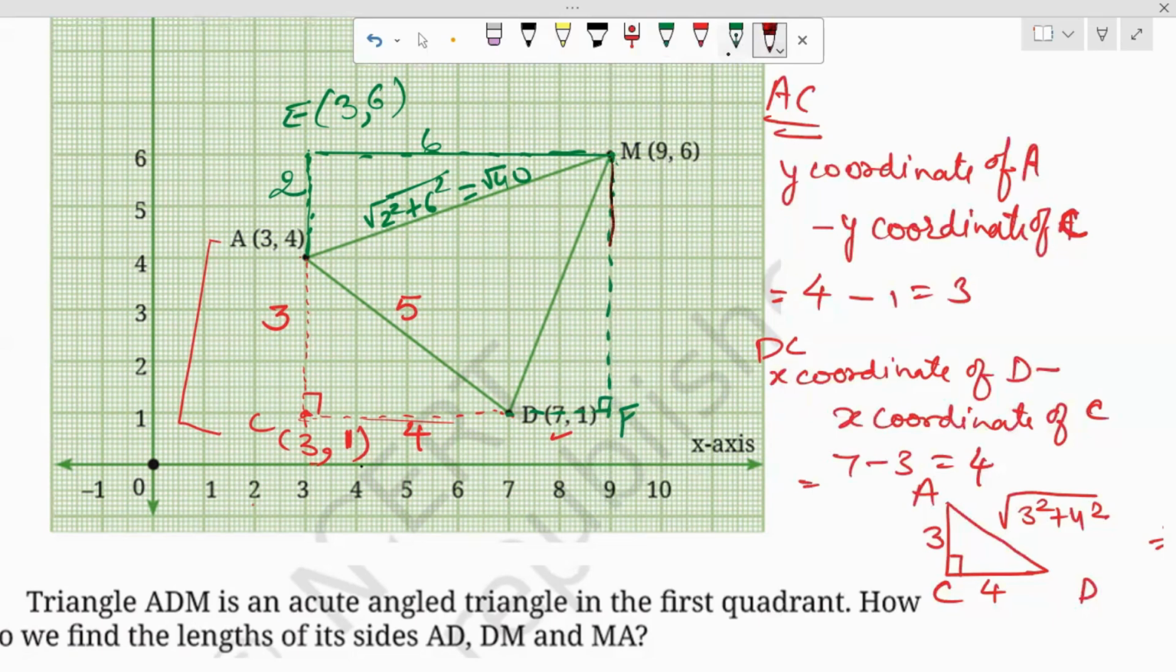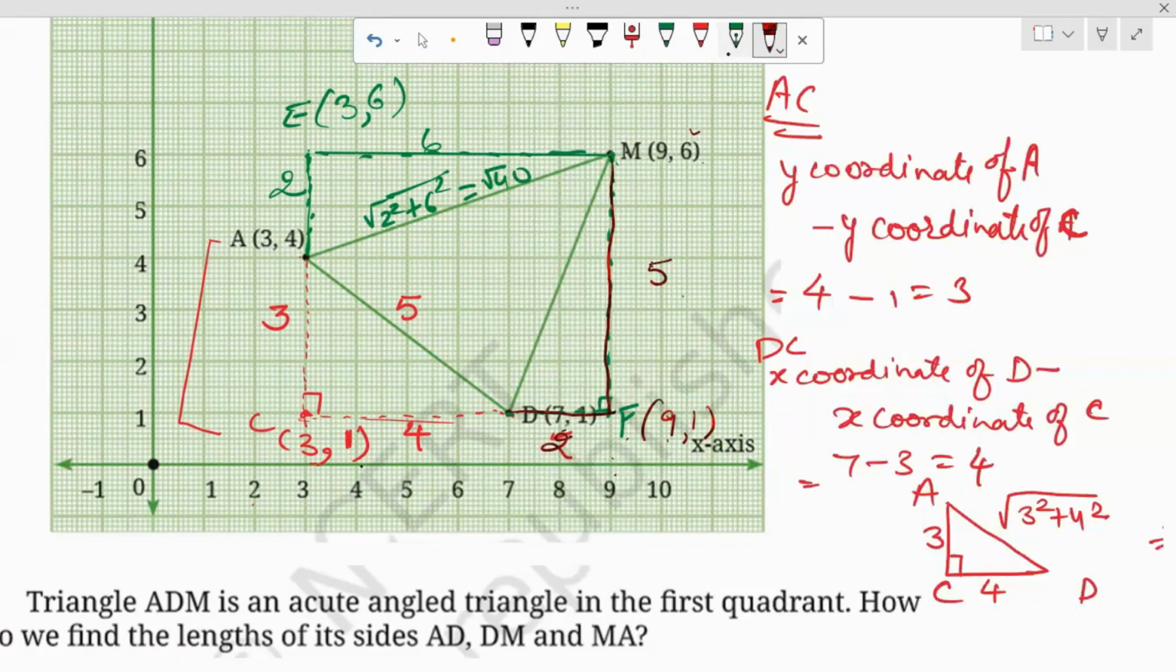as this line MF is parallel to the y-axis, we'll subtract y coordinates. So 6 minus 1, this is 5. And this DF, it is parallel to the x-axis, we'll subtract x coordinates. Oh, but we have not calculated the coordinate of point F. First, we have to calculate the coordinate of point F. So here, x is 9 and y is 1. So MF is parallel to the y-axis, subtract y coordinates: 6 minus 1, it's 5. Now DF is parallel to the x-axis, subtract x coordinates: 9 minus 7, it's 2.